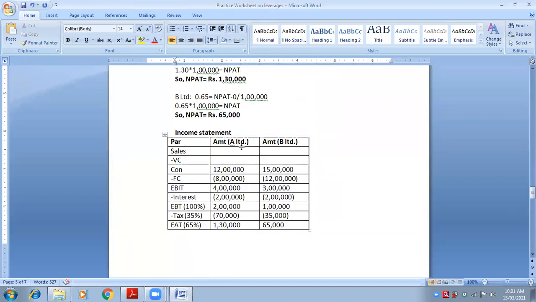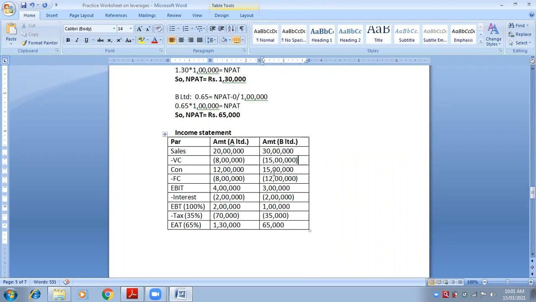See, it's very simple. So here you will just bring your amount. You will write 20 lakhs in case of A Limited, and in case of B Limited it is 30 lakhs. Now 20 lakhs sales and contribution is 12 lakhs. So what will be your variable cost? 8 lakhs. 20 minus 12 will be 8. And in this case, how much will variable cost be? 15 lakhs. 30 lakhs sales minus contribution 15 lakhs, so variable cost will be 15 lakhs.